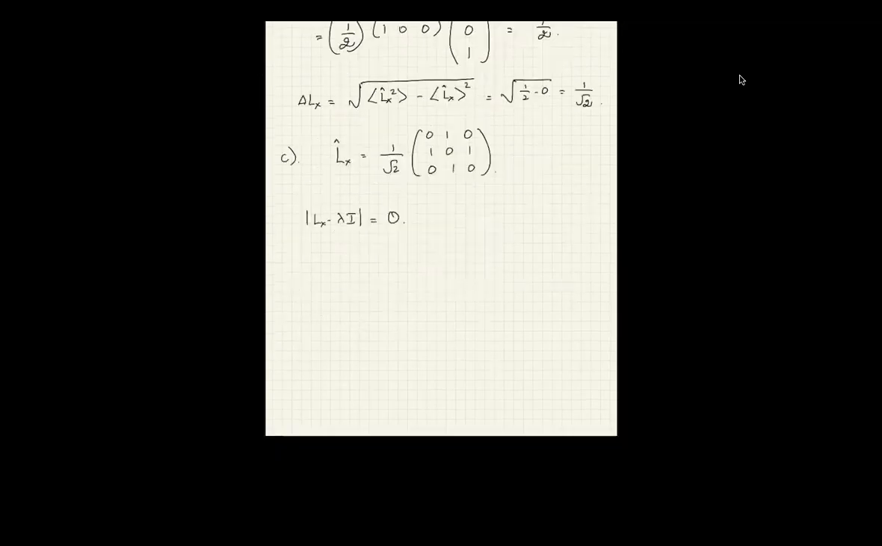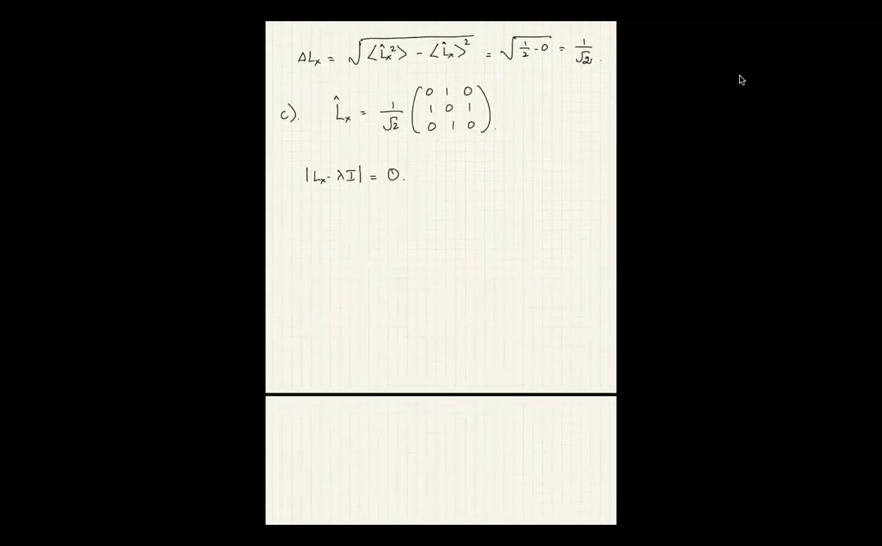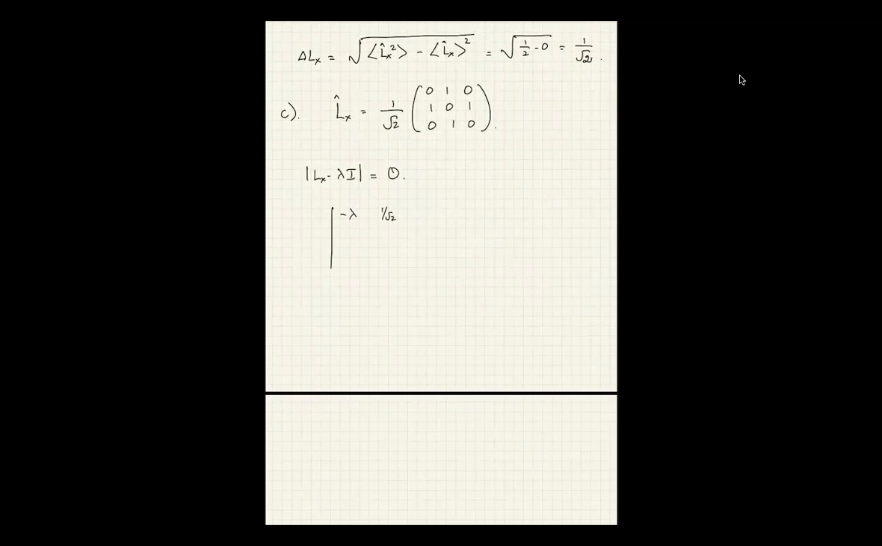Okay. So figuring out the eigenvalues is straightforward. This is the characteristic equation. So if you do this, you would find that this is equal to minus lambda, 1 over root 2, 0; 1 over root 2, minus lambda, 1 over root 2; 0, 1 over root 2, minus lambda, equals 0. Because there's a factor of 1 over root 2 outside, you should not forget that. So this would be minus lambda times the determinant of minus lambda, 1 over root 2; 1 over root 2, minus lambda, minus 1 over root 2 times the determinant of 1 over root 2, 1 over root 2; 0, minus lambda. This is equal to 0.